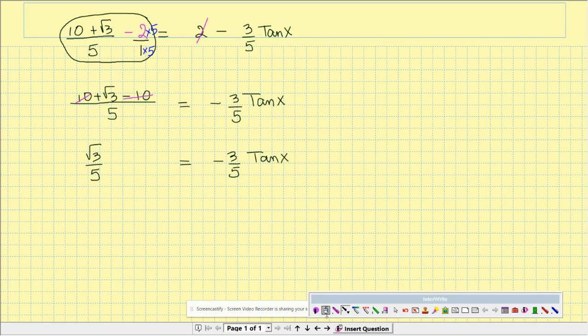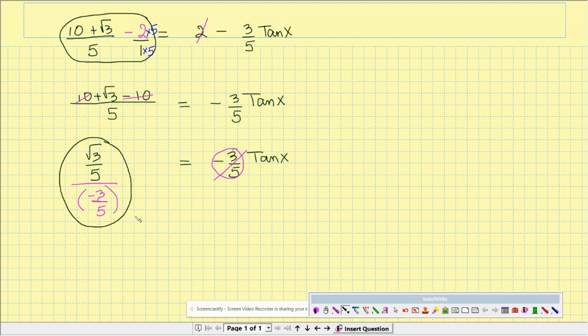Now the next step we are going to do is move this factor, which is the negative 3 over 5, out. So this is multiplication. The inverse of multiply will be divide. So we divide both sides by negative 3 over 5. Now on the right-hand side we will have tangent by itself, but on the left-hand side we have a fraction divided by a fraction. So let's simplify this quotient.